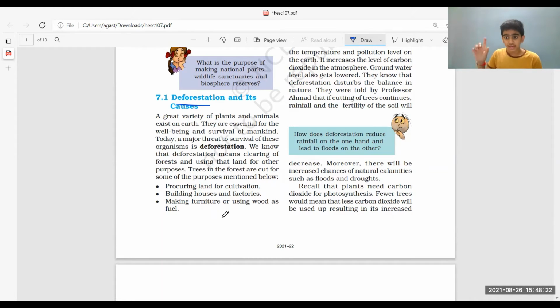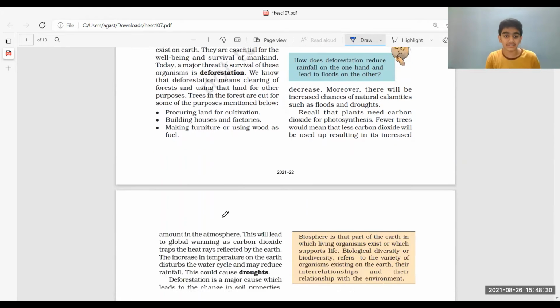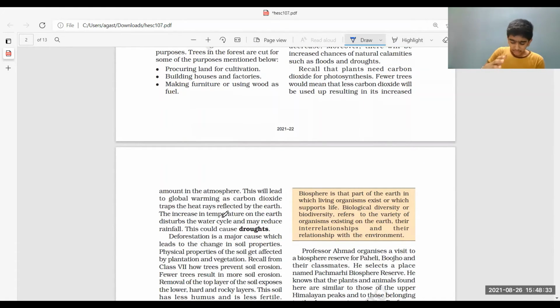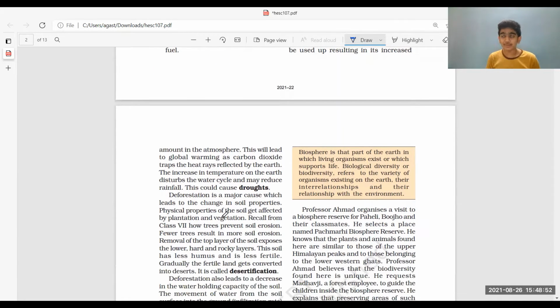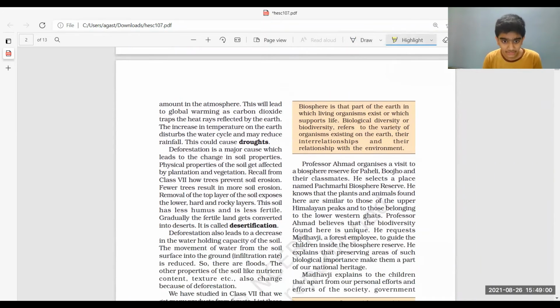One more thing is the process called photosynthesis. Fewer trees would mean that less carbon dioxide is being used up by the plants, which increases the carbon dioxide levels in the atmosphere. In turn, it causes global warming, and it traps the heat. Eventually the temperature of the earth increases, and this is a big disadvantage to the farmers as droughts are caused. And one more thing, this question may be asked: heavy rainfalls cause floods. Just remember this point.